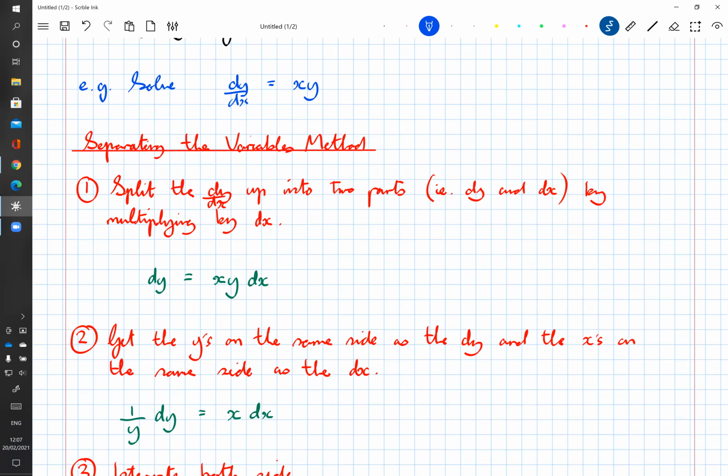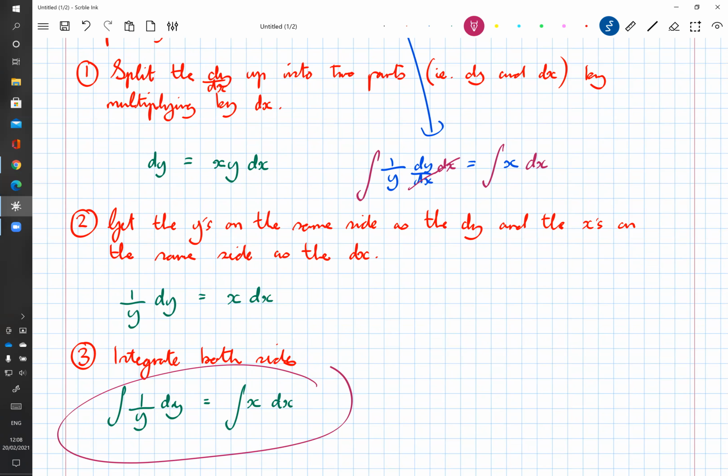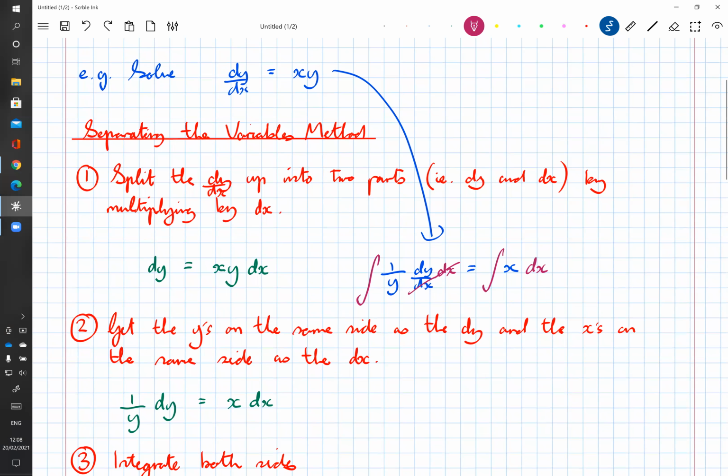So from here, I get 1 over y dy by dx equals x. And now what I'm going to do is integrate both sides with respect to x, like that. And notice here, the dx is cancelled to give us exactly the same result as we've got here. So mathematically, this is the correct way to do it.